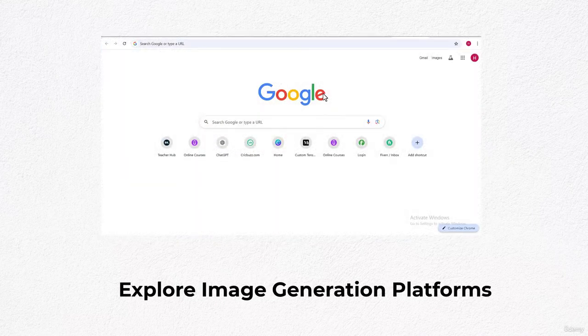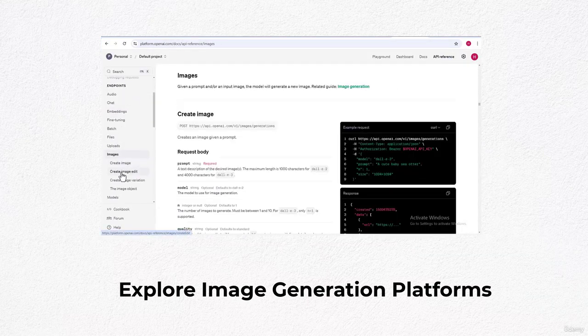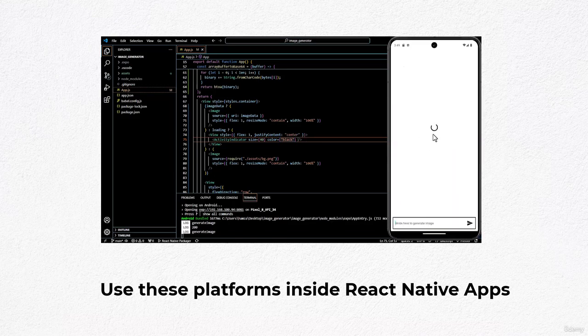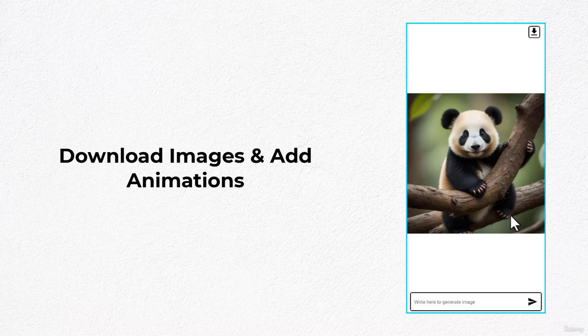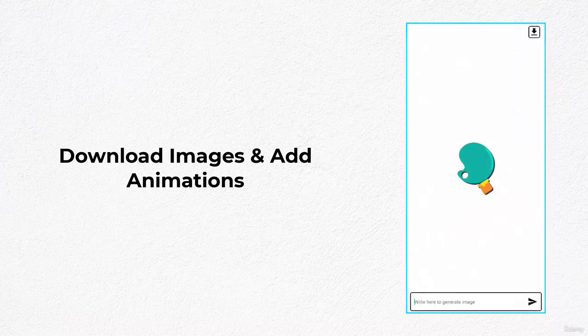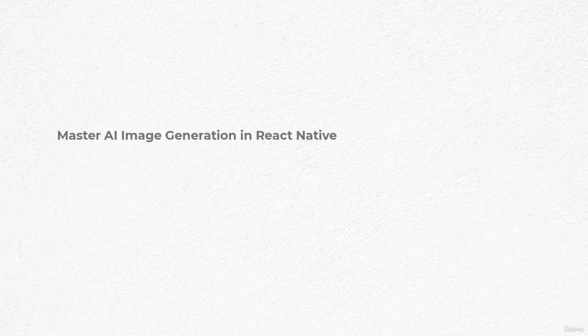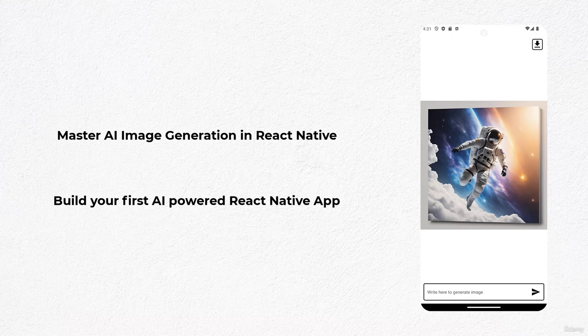After that, you will explore different image generation tools and you will see how these platforms turn text into images and learn how to use them inside your applications. Apart from that, you will learn to download the generated images and use Lottie animations to make your applications more lively and engaging. Whether you are new to React Native or have some experience, this course will help you master AI image generation and guide you in building a real AI-powered application step by step.